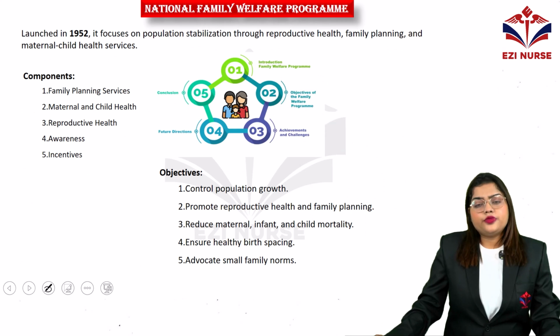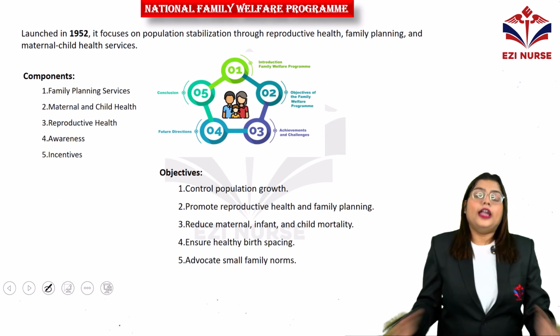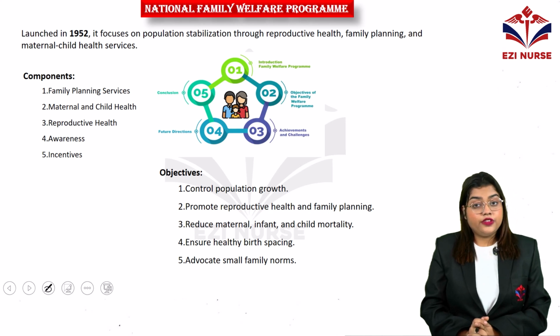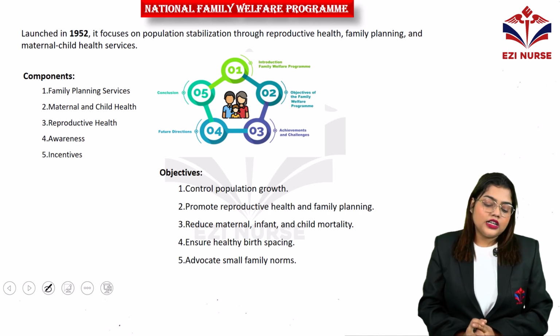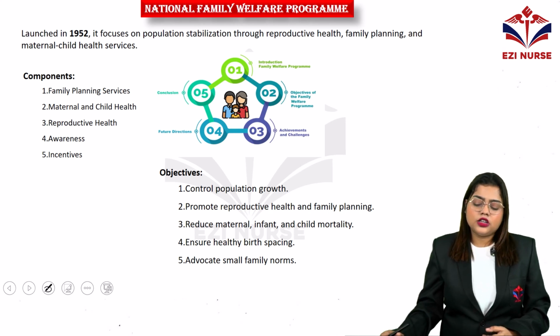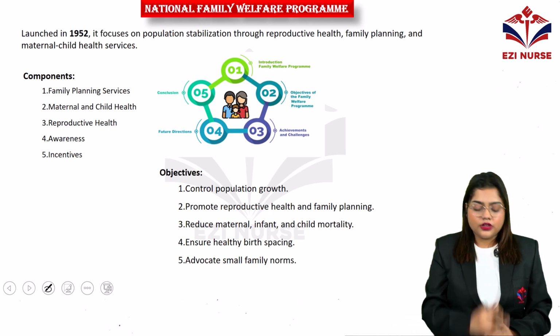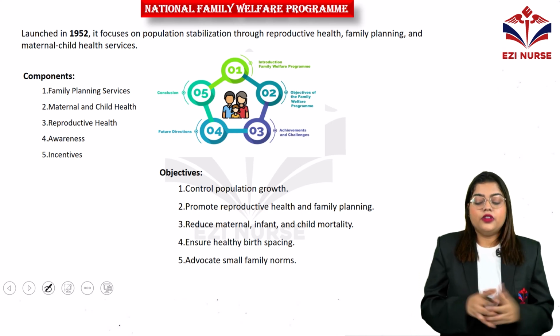Okay, next we will move on to the National Family Welfare Program. It was launched in 1952. It focuses on population stabilization through reproductive health, family planning and maternal child health services. So in 1952 it was launched, and it was dealing with reproductive health, family health, and so on. Okay, so what are the components of this family welfare program?